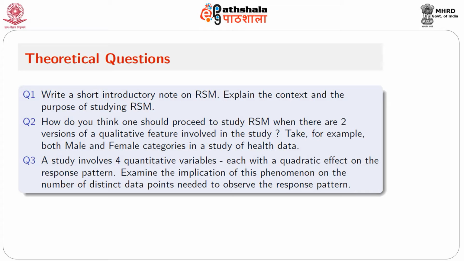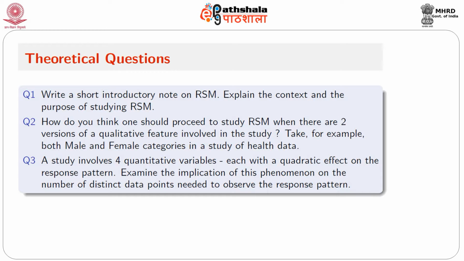Okay, sir. Question number 2 is, how do you think one should proceed to study RSM when there are two versions of a qualitative feature involved in the study? Take, for example, both male and female categories in a study of health data. So let me explain. You have health data, and then there are a number of covariates like height, weight, blood pressure, etc. There is a key response variable, and there are a number of regressors. And you have data for both males and females.